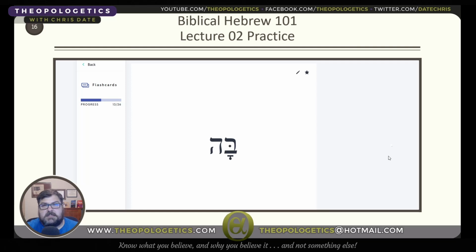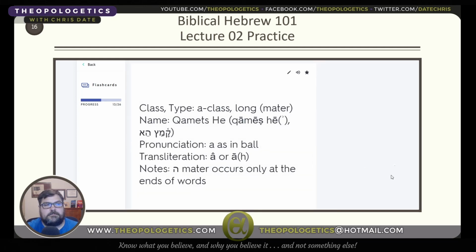Next up, a little T under the consonant followed by the consonant hey. This is the A-class long mater known as kametz hey. The kametz hey is pronounced like the A in ball, so ah, and it's transliterated using the letter A with an upward pointed caret on top, or an A followed by an H in parentheses. And like all hey maters, this appears only at the ends of words.